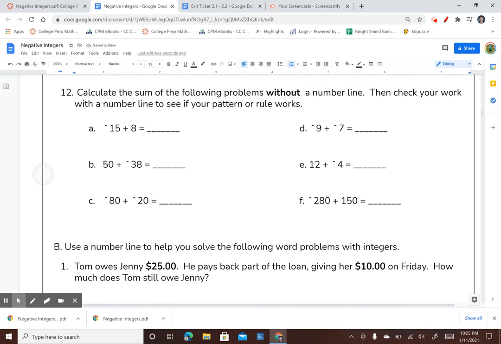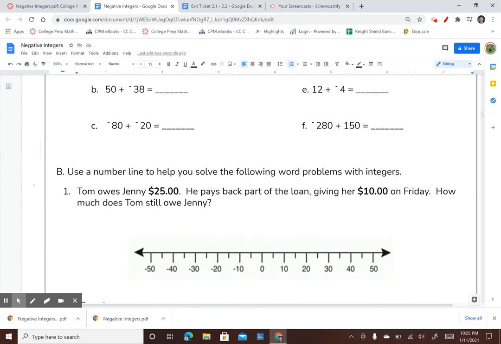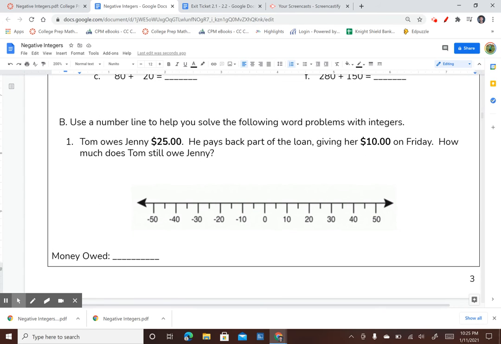All right, now after you finish that up, you'll come down here to problem 12, where you're going to be calculating the sums for the following problems without using a number line. So hopefully you found out that trick because it's going to help you out big time. And then we're going to see some real world problems here. And so we understand the skill now, we've worked on it a little bit, and now we're going to see how this relates to our real lives.